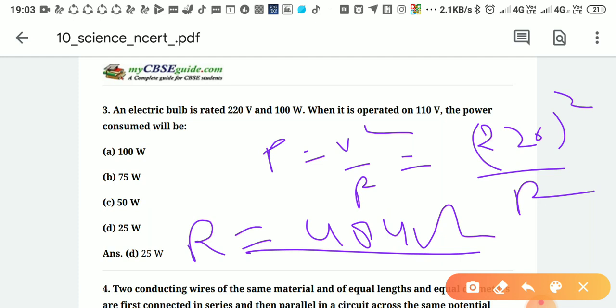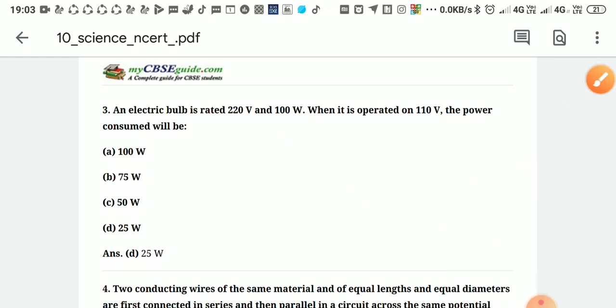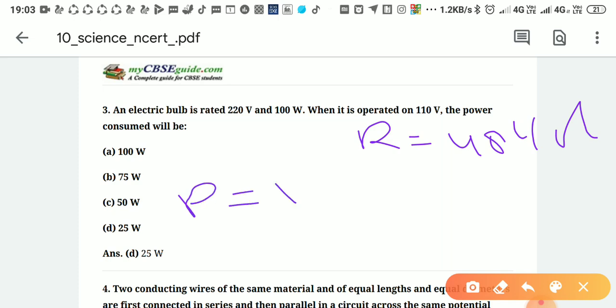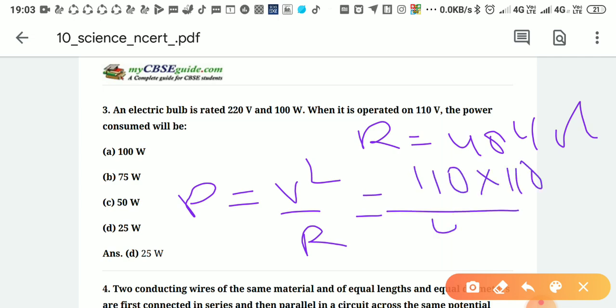Okay, now we have the resistance of this bulb. Now we can find the power consumed when it is operated on 110 volt. How? Now in this question we have another thing, that is 484 ohm. This is the resistance. Then we can find power. Same formula, P equal to V square upon R. Then we have V, now 110 into 110 upon 484. By solving this we will get our answer, and that is 25 watt. This will be our answer.